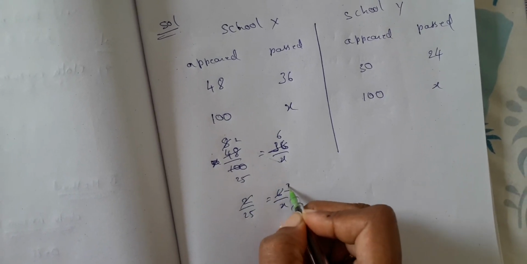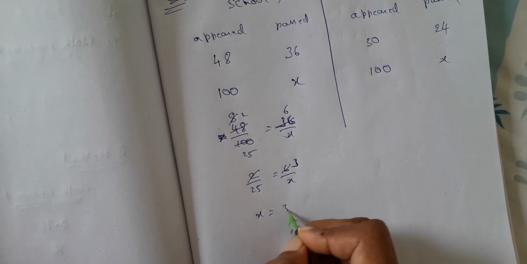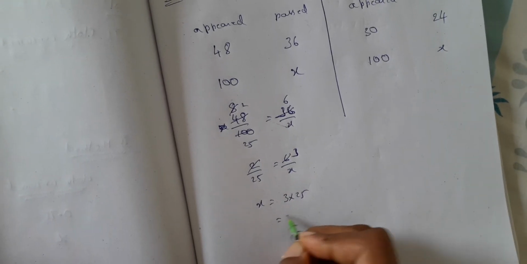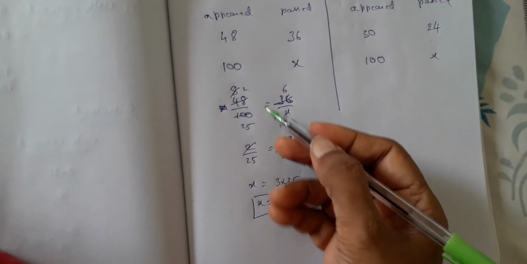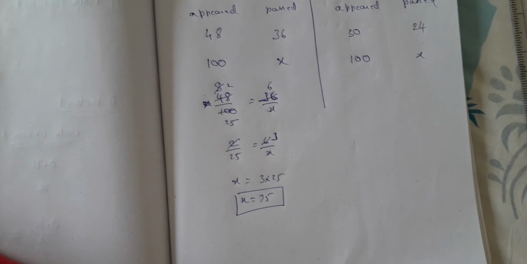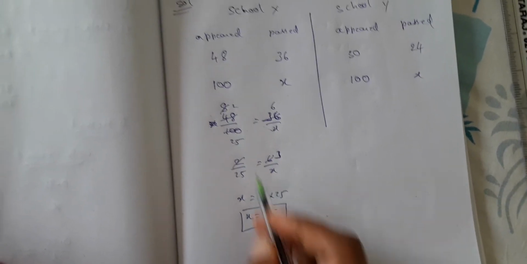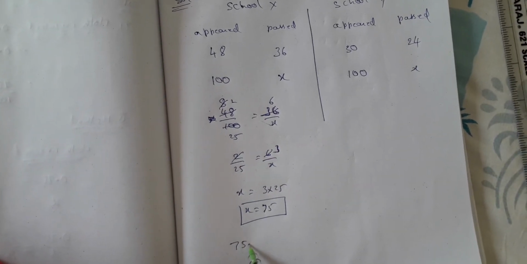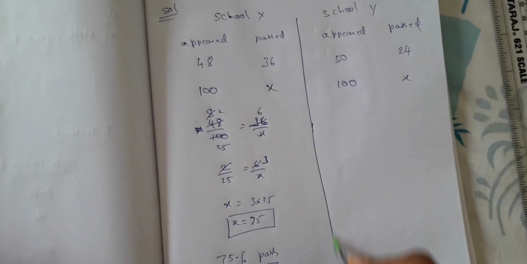I can do this one also. 2 3s are 6. So cross multiplication, you will get x is equal to 3 into 25, which is equal to 75. I am doing it in this method. If you want, you can transpose and find by yourself. By this time you should have your own approach of simplifying things. So I got x to be 75. That means school X has a pass percentage of 75%. Now let us see school Y.